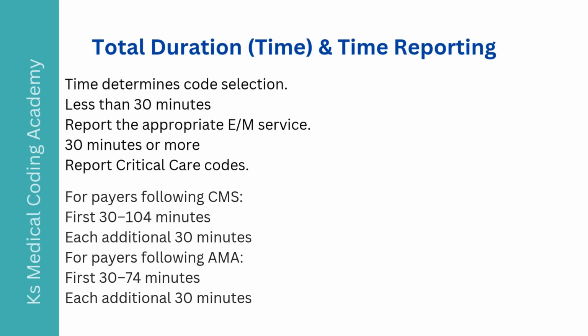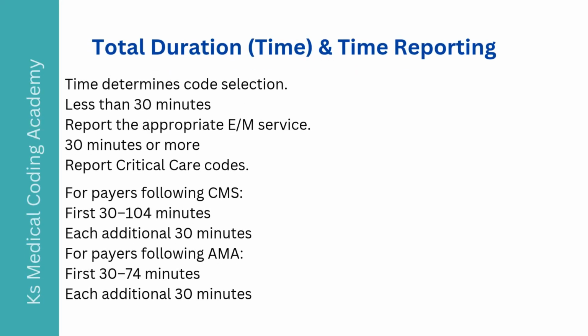Critical care coding is primarily based on physician time. If less than 30 minutes of critical care time is documented, report the appropriate E/M service. When the physician spends 30 minutes or more providing critical care, critical care codes are used. Time reporting: critical care time differs slightly depending on the payer. CMS and AMA have different initial time ranges, but both use additional time increments after the first reported period.